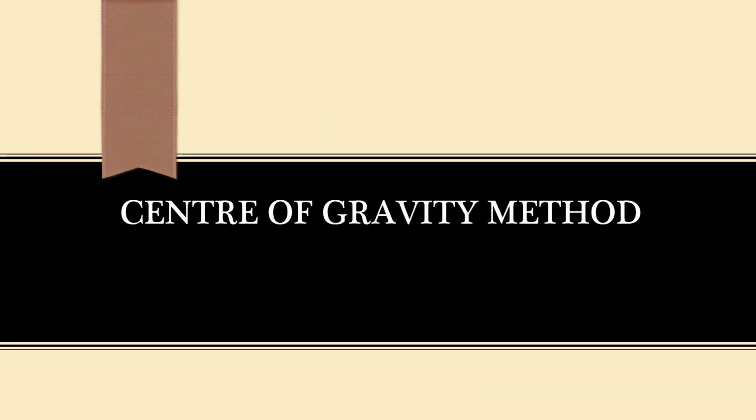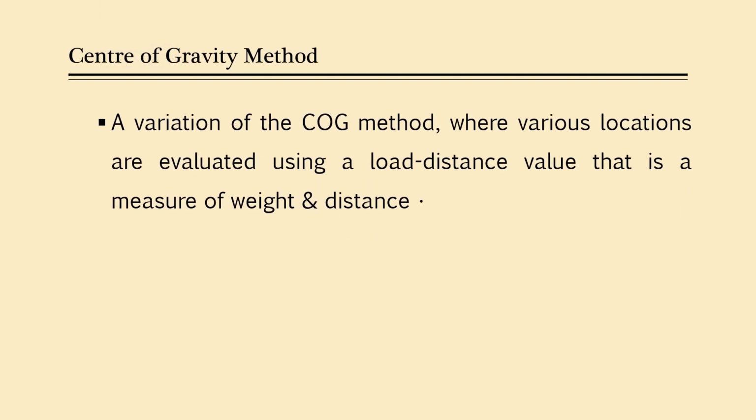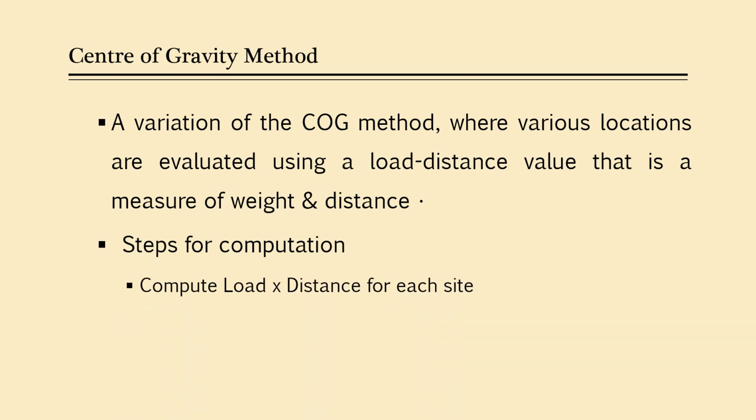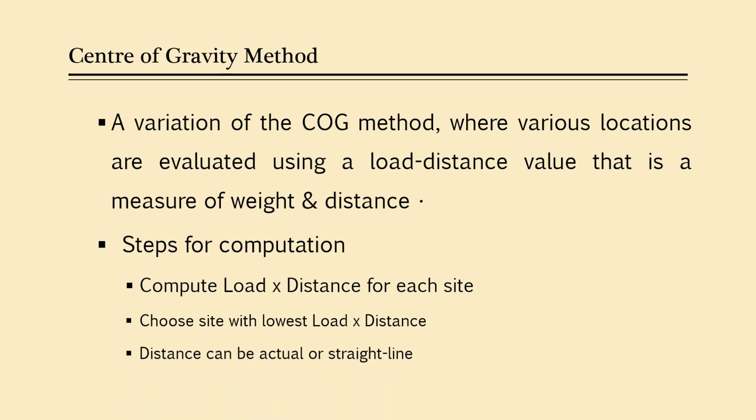Now let's quickly look at the center of gravity method. Now let's look at the variation of the center of gravity method, where various locations are evaluated using the load-distance value, which is a measure of weight and distance. Let's look at the steps for computation. First we compute the load times distance for each site, and then we choose the site with the lowest load-distance. Here the distance can be actual or a straight line.